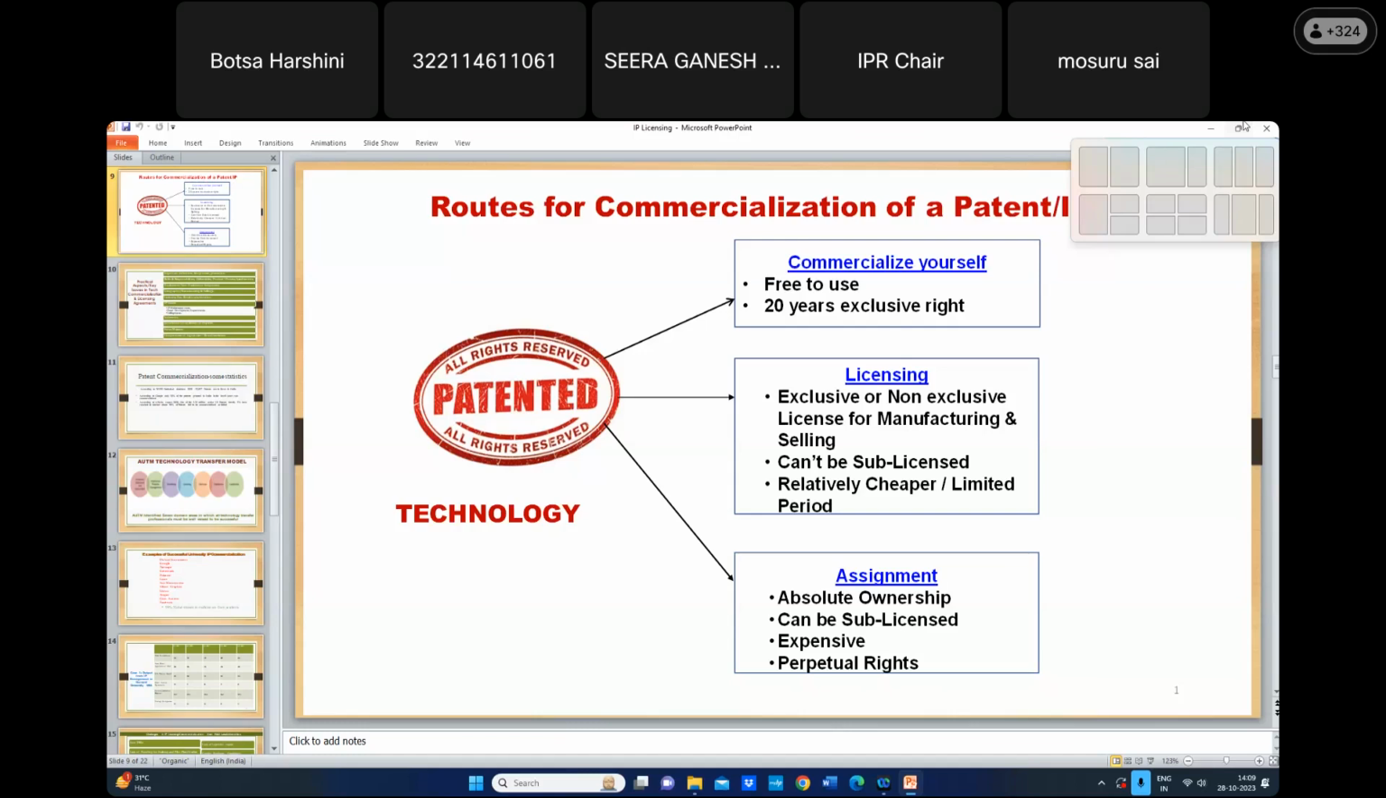So this is again a very, very important slide, understanding the channels or routes for commercialization. What is the difference between licensing and assignment? Again, this is a very standard question, and licensing is cheaper than assignment.